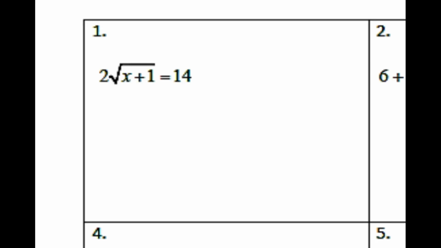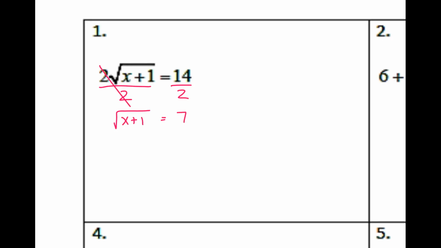What is attached to the radical right now? 2. How do I get something unattached? You divide. Yeah. Divide by 2. What happens on that left-hand side? The 2's cancel, and I'm just left with radical x plus 1 equals 7.